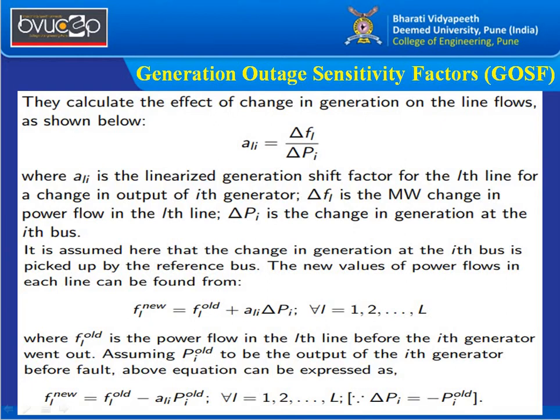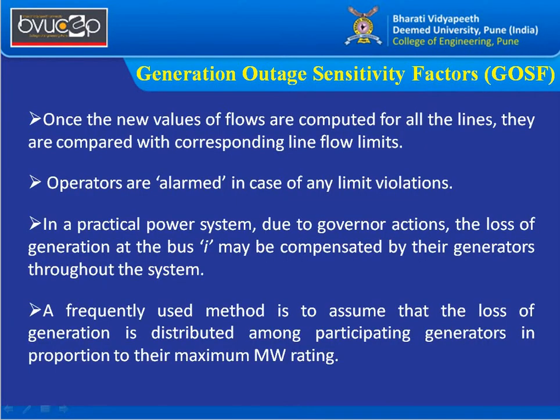Again, it is applicable for all the values. Note down this change is there because delta PI is going to be minus PI of old. That is why we can go with either the positive equation or the negative equation, depending on the calculation point of view. Once the new values of the power flows are computed for all the lines, from 1, 2, 3 up to capital L, they are compared with the corresponding line flow limits, and then the operator can give an alarm in case of any violation. That means it is going into an alert state or some emergency state.